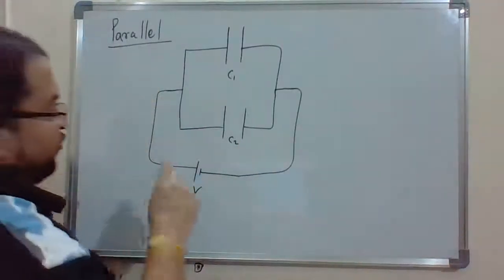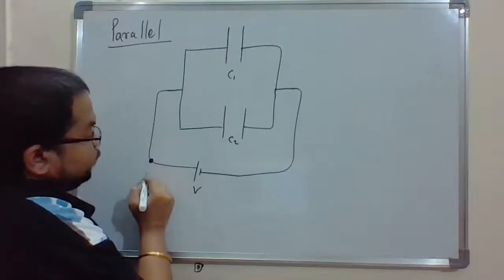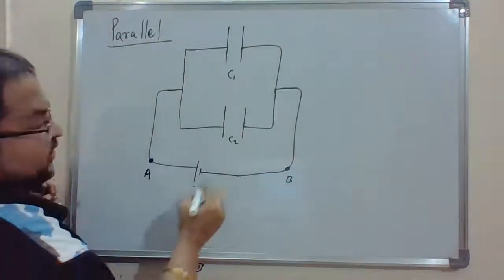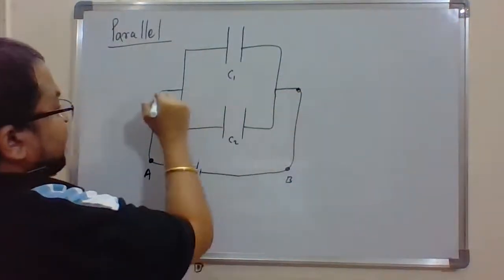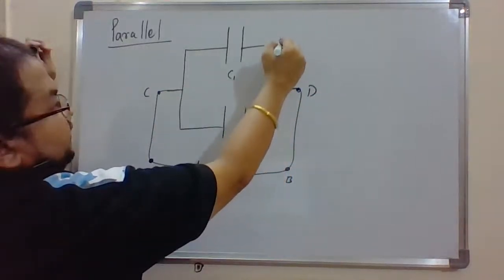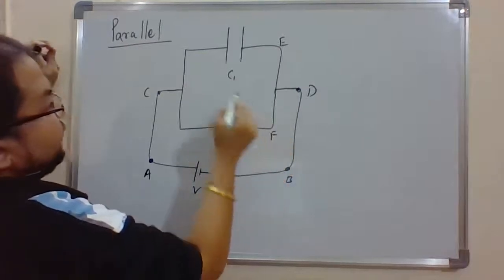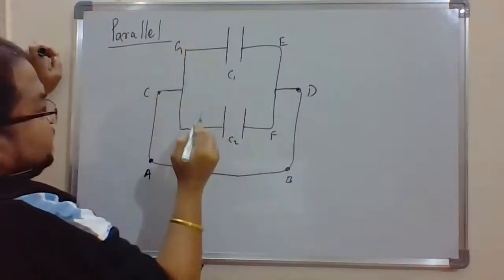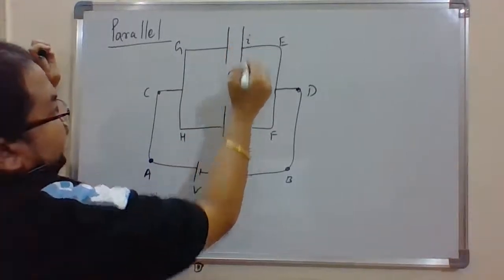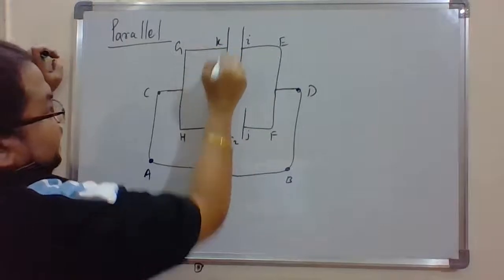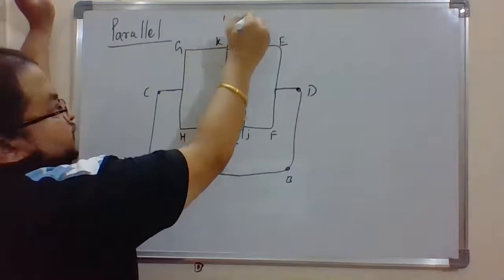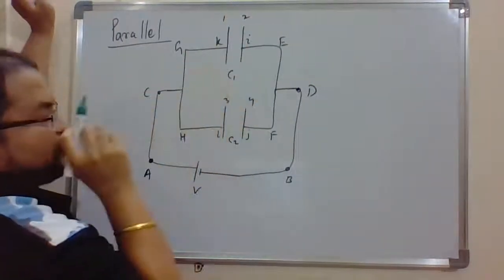So for that, let us do our same old practice. Point A, point B. This is point C, D. This is point E, F, G, H. And suppose I, J, K, L. And these are placed: 1, 2, 3, and 4, capacitors C1 and C2.